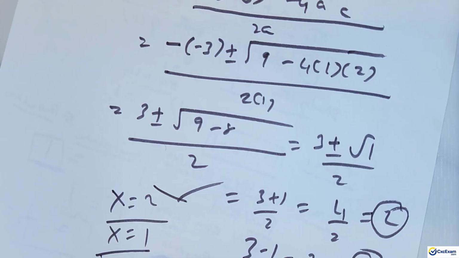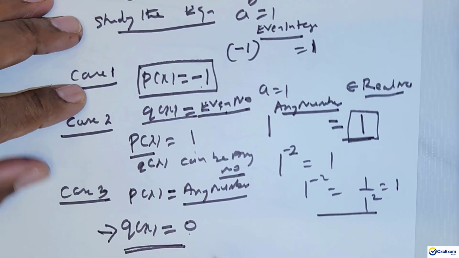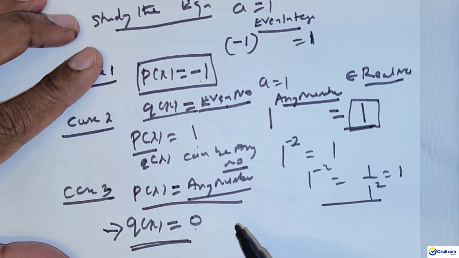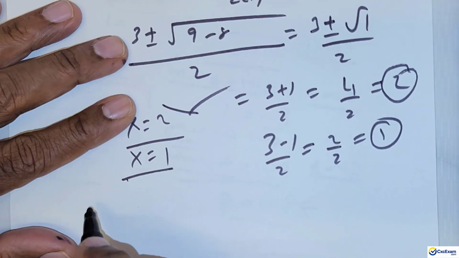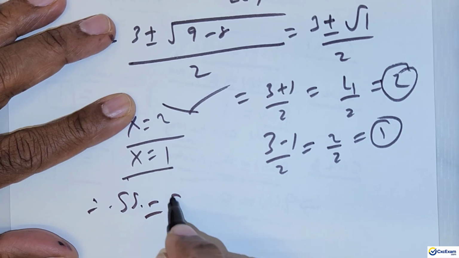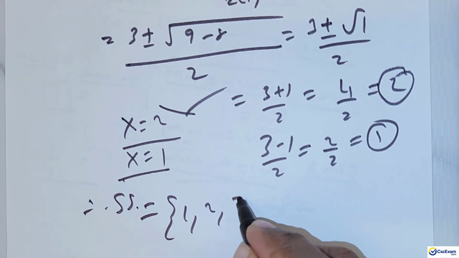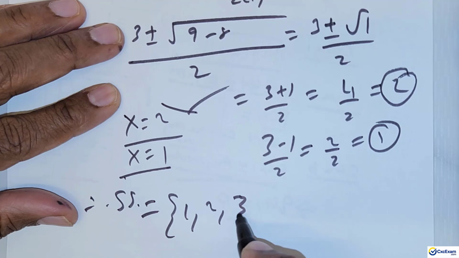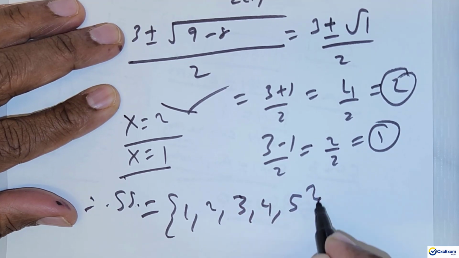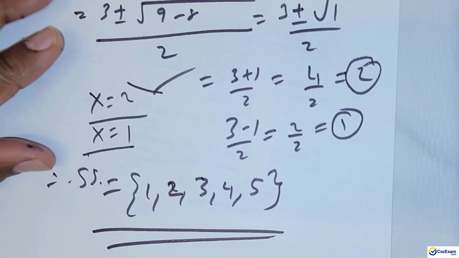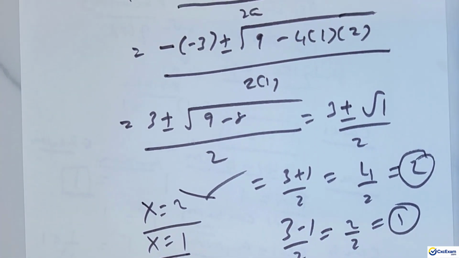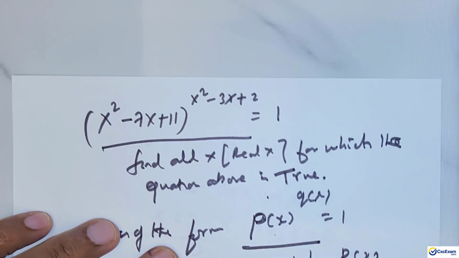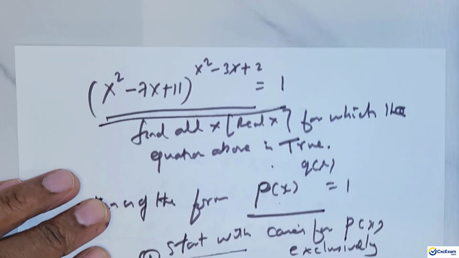So what is this case exactly? This case is where p of x can be any number. Okay, so it does not matter. So the solution is, therefore, 1, 2, 3, 4, 5. Okay, so this is the final set of values that are producing us the given system. So this system will be true for the given solution set.